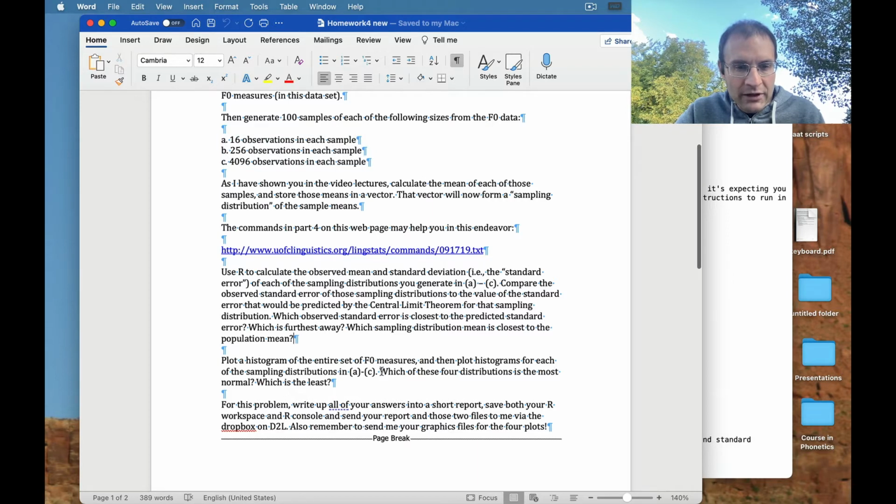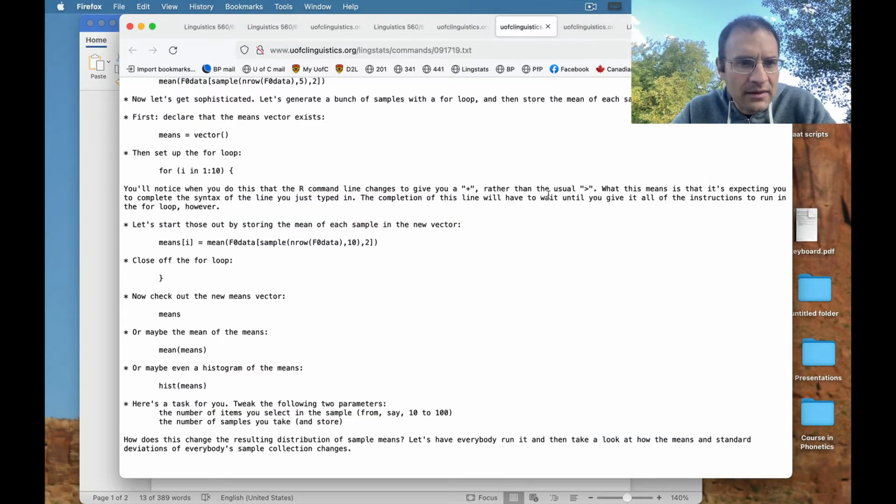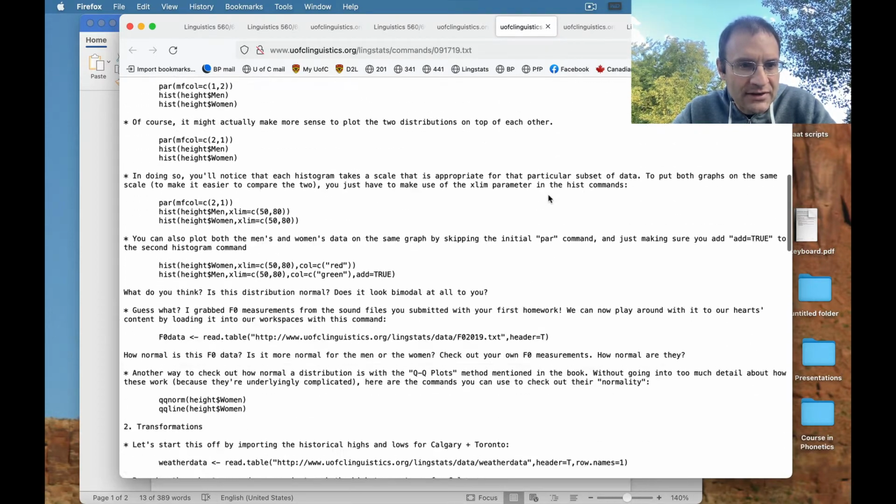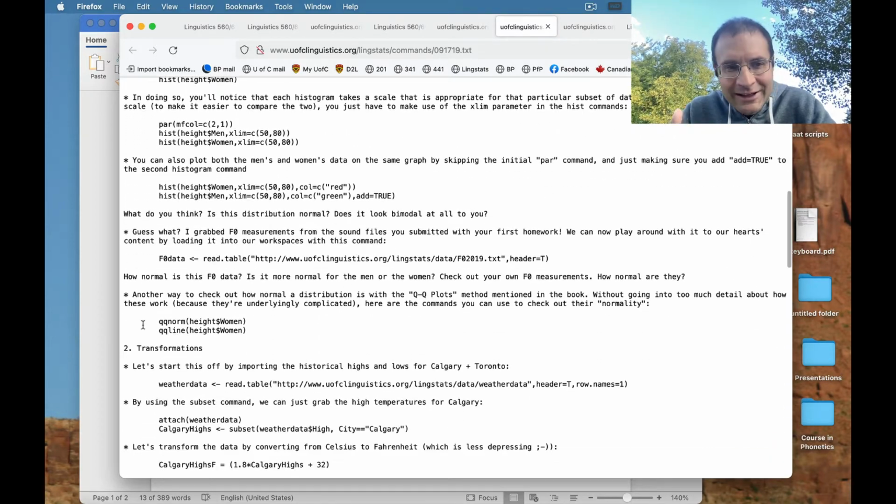And then take a look at those 4 distributions and tell me which one is the most normal and which one is the least. At this point, we haven't come up with a way to directly quantify how normal a distribution is, so you're just going to have to eyeball it. In this set of commands, though, I've walked you through a process of how to get a better idea of how normal a distribution is.